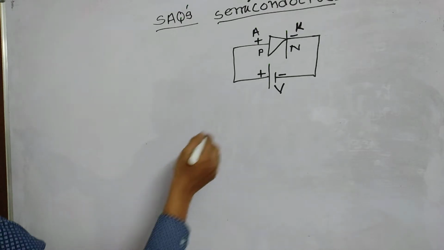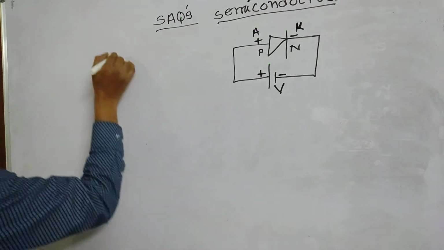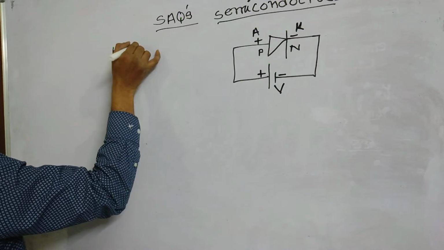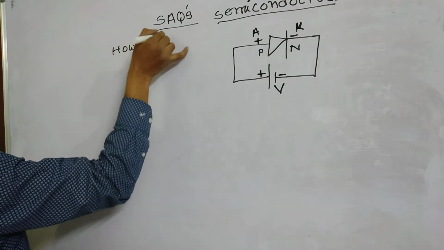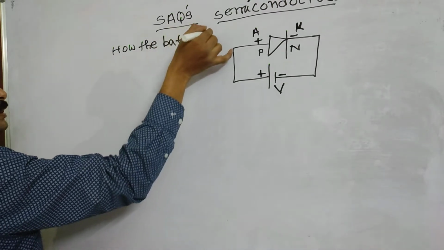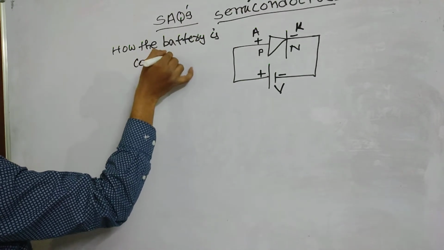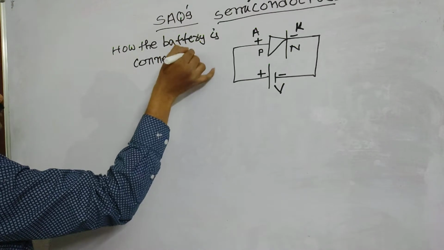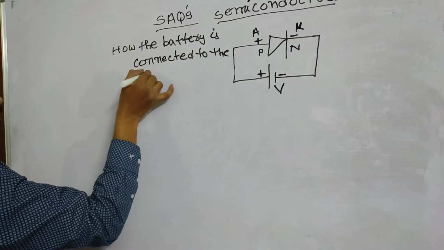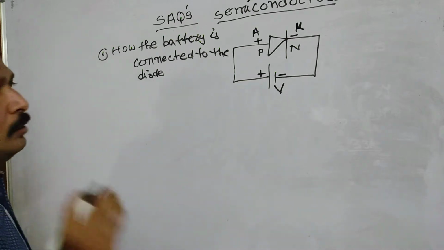Okay now, the question is how the battery is connected to a junction diode in forward bias and reverse bias. The question is like this: how is the battery connected to the diode?